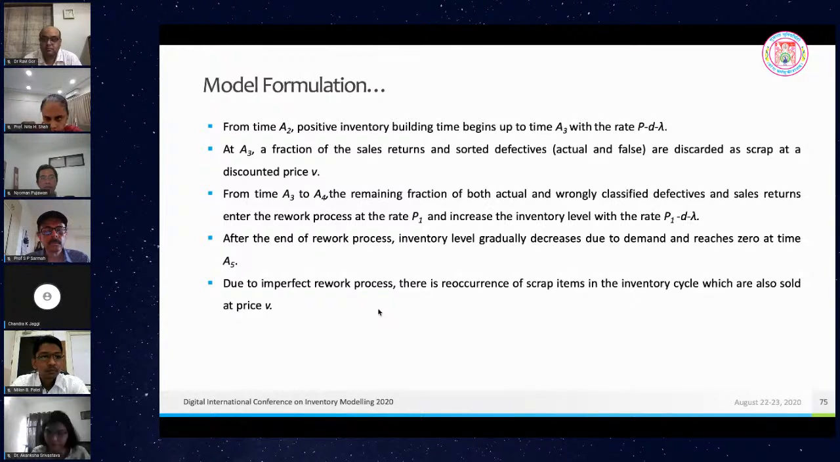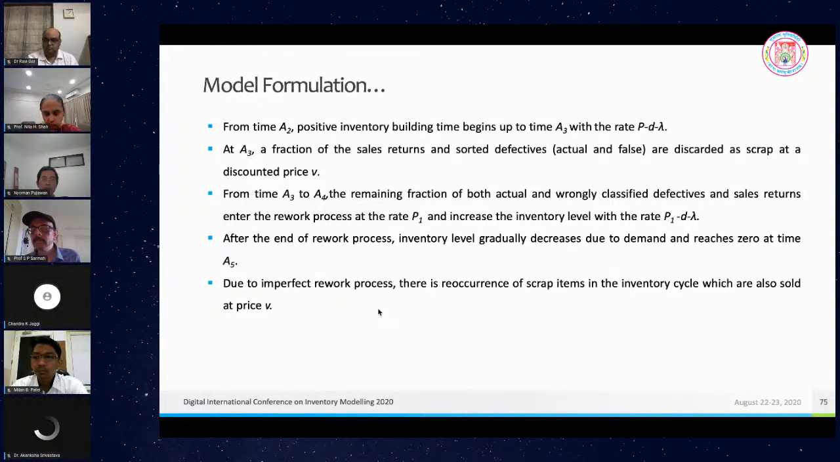Now from A2, positive inventory building begins up to time A3, and then it goes at the rate this way. A3 is a fraction of the sales return and stored defective items, actual or false, which are discarded as scrap at the discounted price of V. From time T3 to T4, the remaining fraction of both the actual and the wrongly classified defective item sales return enters the rework system at a rate P1, and that increases the inventory level this way, because you are adding more after rework. After the end of the rework, inventory gradually decreases due to demand and reaches zero. Due to the imperfect rework process, there is a recurrence of scrap in the inventory cycle, which is sold at a price V.